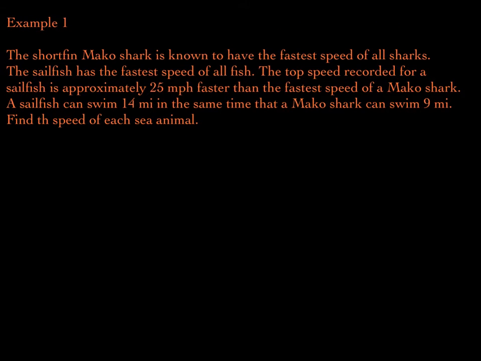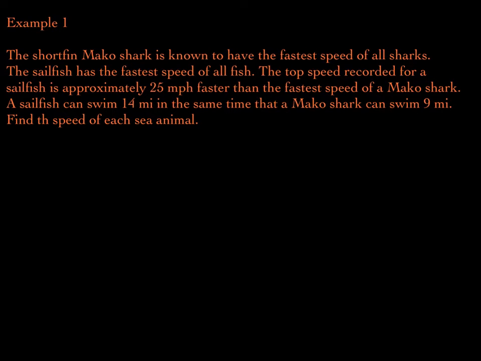Example 1. The short-fin mako shark is known to have the fastest speed of all sharks. The sailfish has the fastest speed of all fish. The top speed recorded for a sailfish is approximately 25 miles per hour faster than the fastest speed of a mako shark. A sailfish can swim 14 miles in the same time that a mako shark can swim 9 miles. Find the speed of each sea animal.